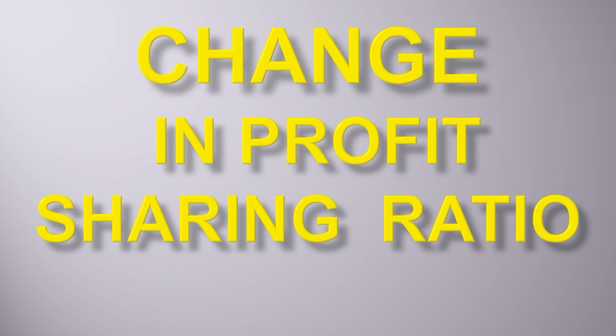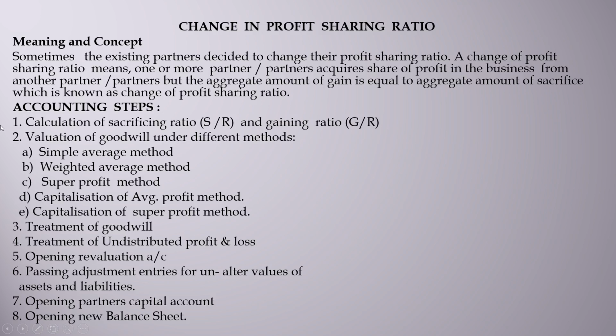In this session we are going to consider change in profit sharing ratio. This is a revision chapter and mainly we will explain the major steps which are required for this chapter. There are 8 steps: 1, 2, 3, 4, 5, 6, 7, 8. There are 8 steps required to complete or cover this chapter, that is change in profit sharing ratio.